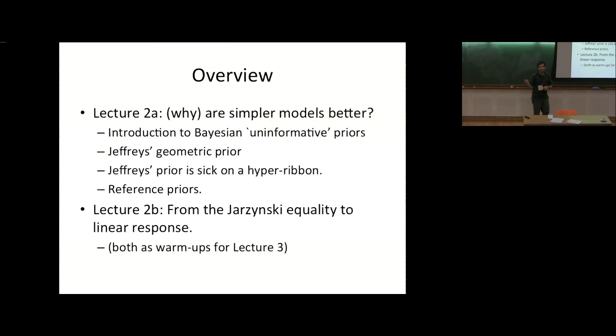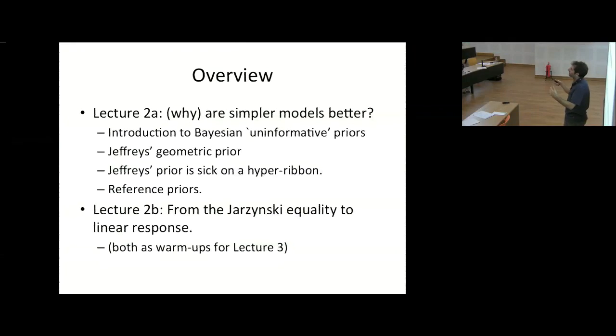The next lecture, this is going to be on Wednesday, I think now, is going to be in two parts. So the first, which has a very similar theme, is going to be on why it is that simple models are better, or are simple models better if you don't accept the premise. I'm going to give you a little bit of an introduction into uninformative priors and the idea of Bayesian priors and why they're important. Then I'm going to tell you about Jeffreys geometric prior and an elegant way of understanding what it is from information geometry.